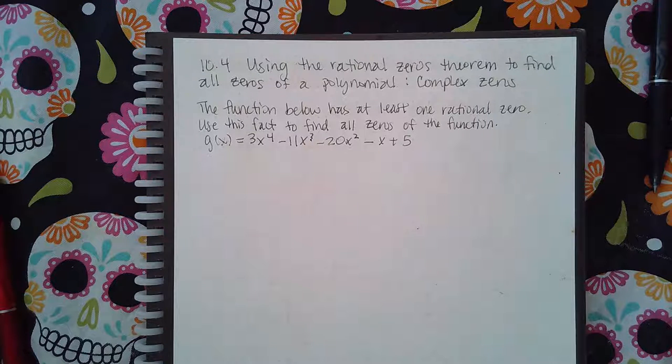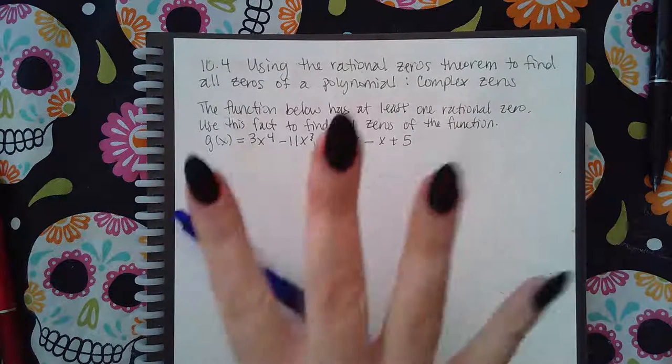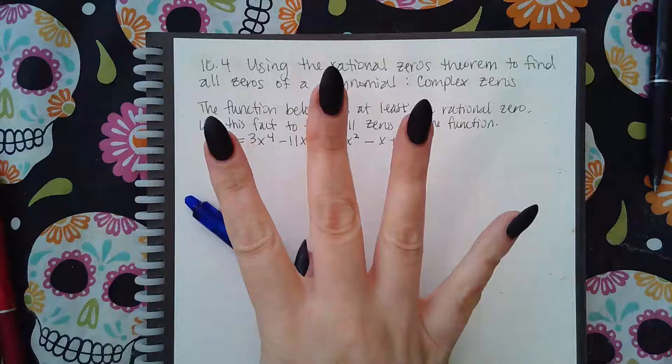Here we have using the rational zeros theorem to find all zeros of a polynomial, and you could have complex zeros. It says the function below has at least one rational zero. Use that fact to find all the zeros of the function. It is to the fourth, so I get four zeros.